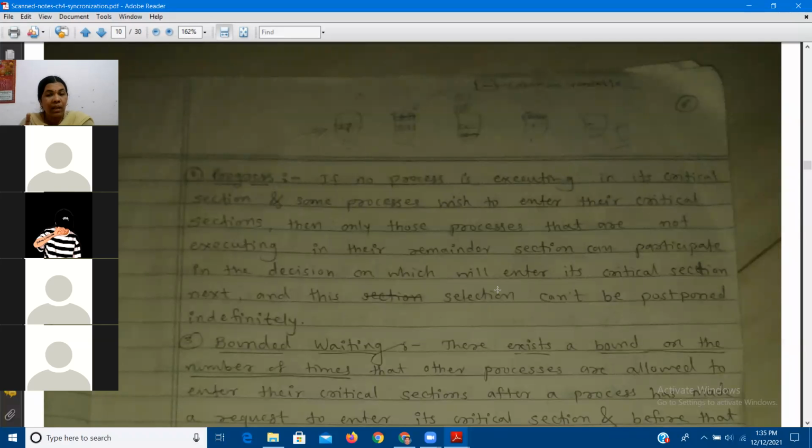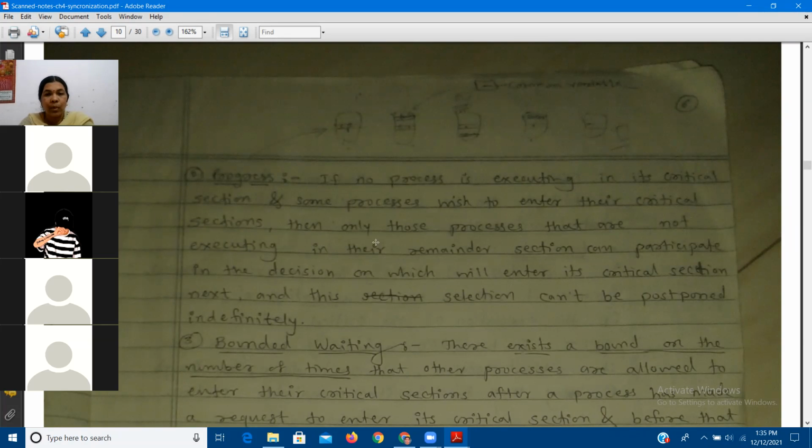Why? Because they are indicating that we have just used the critical section and now we are in the reminder section. So they have already used the critical section, then only they went to the reminder section. So that's why, to whom should the chance be given? The chance should be given to the processes that are in the entry section.